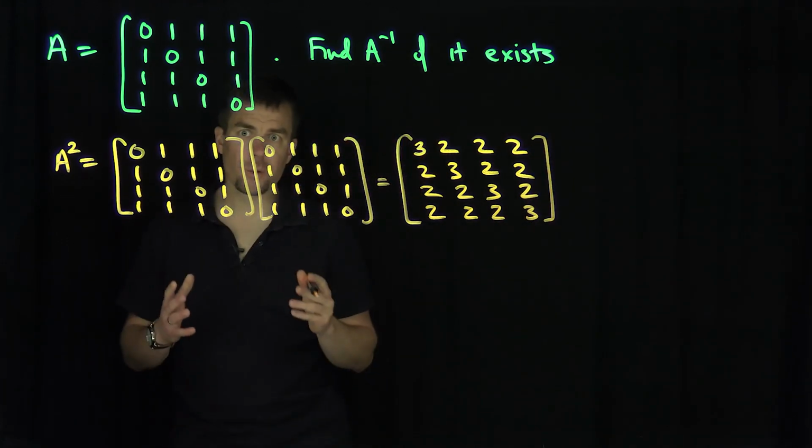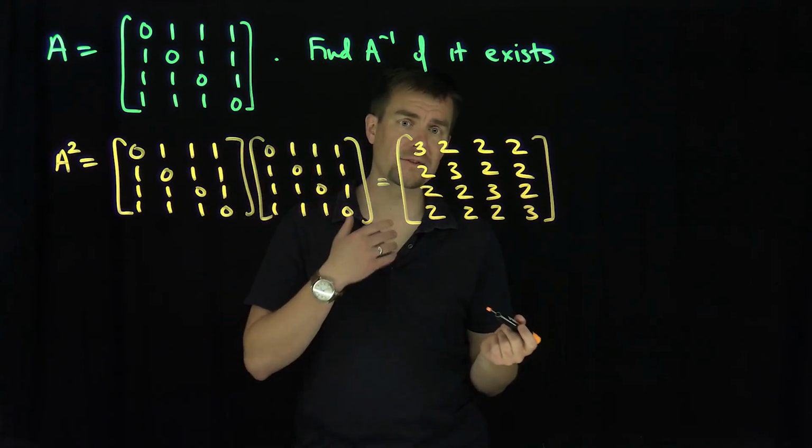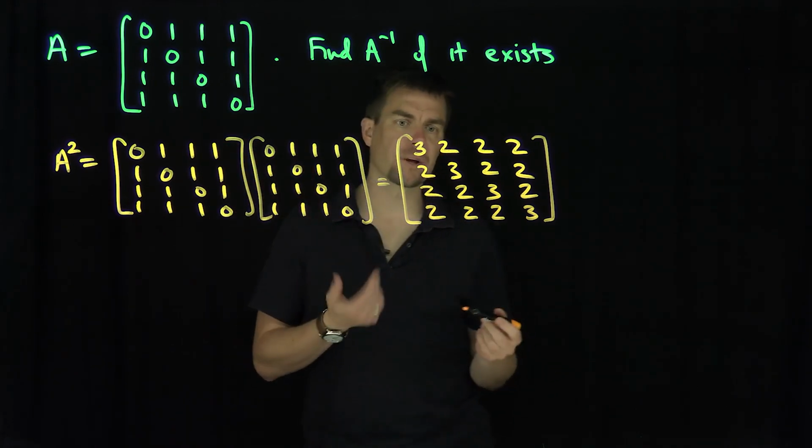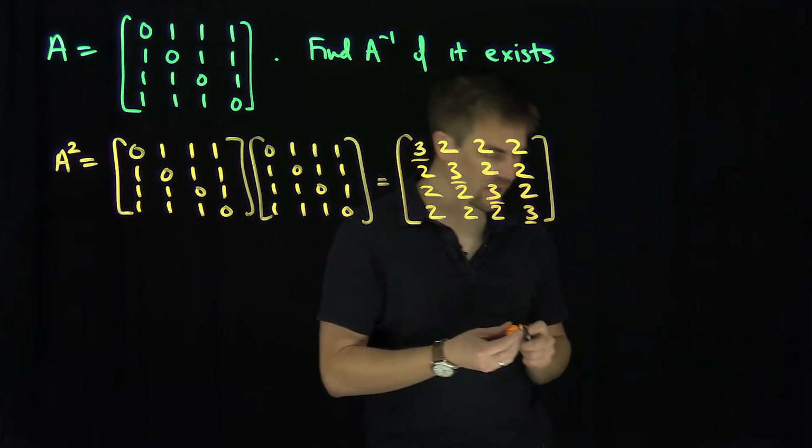Okay, so that may not seem like we accomplished much of anything by squaring the matrix, because I've just created a new matrix that looks very different from A itself. However, the key feature is the following. The key feature is that there are 3's along the main diagonal, and there are 2's everywhere else.